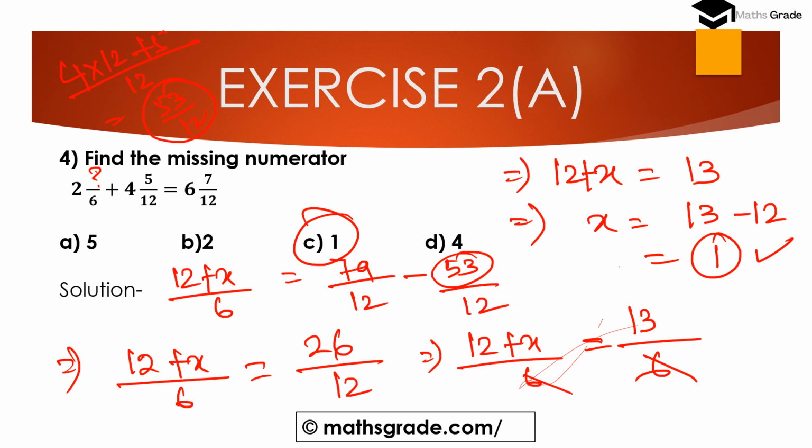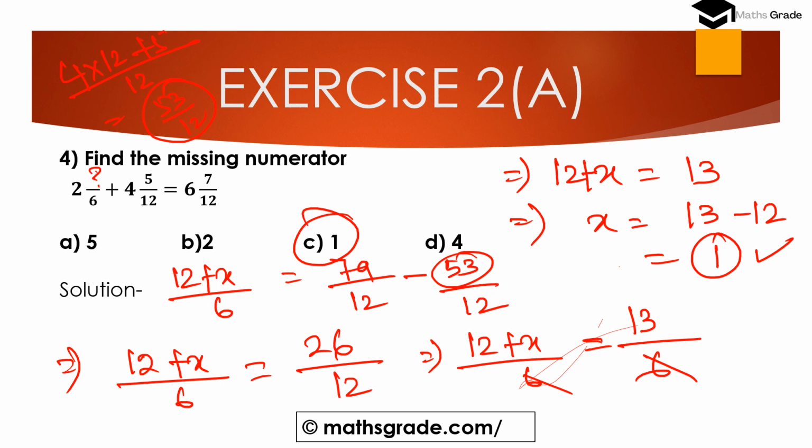अभी यहाँ पे 12 plus x divided by 6 equal to 79 divided by 12 minus 53 divided by 12. 12 6 जा 72, 72 plus 7 is 79 divided by 12. और इसका वैल्यू निकला 4 multiplied with 12 is 48, 48 plus 5 is 53 divided by 12. फिर उसको equal denominator है 12, फिर उसको subtract कर दो numerator को. 79 minus 53 is 26.